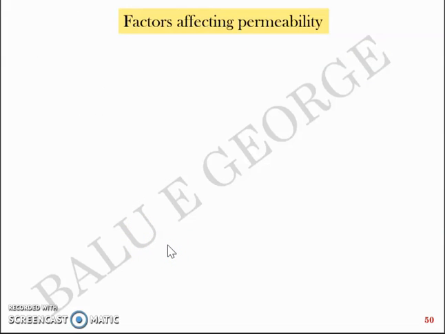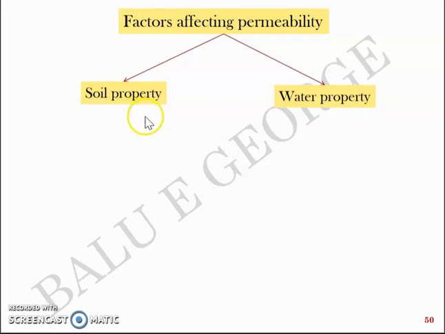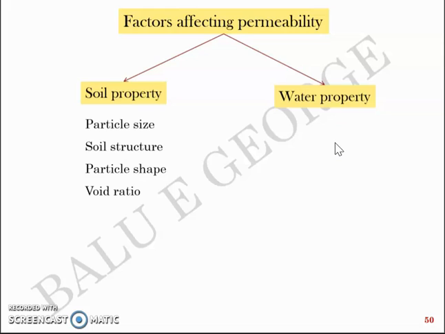Now we have a few factors which affect the permeability. I list these factors. Of course, the flow of water through soil is what we are discussing. So obviously you will have two broad terms. One is the soil property and the second one is water property. The soil properties include, but are not limited to, particle size, soil structure, particle shape, void ratio, etc.